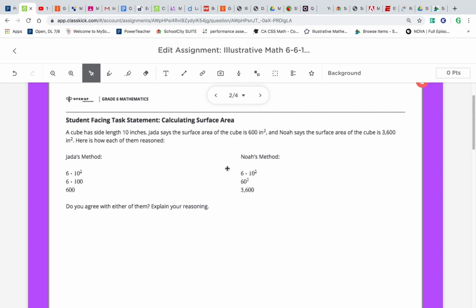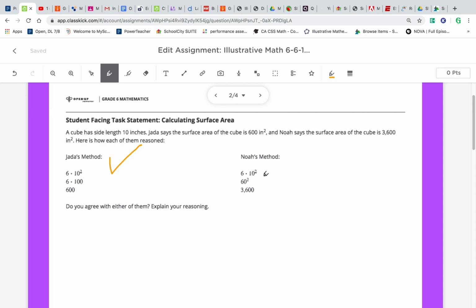They started correct, and then the next step, Jada said 6 times 10 squared, that's 6 times 100, and then 6 times 100 is 600. Well, 10 squared is in fact 100, and so 6 times 100 is correct, and it is 600. Jada is correct. We can say, yes, good job, Jada.